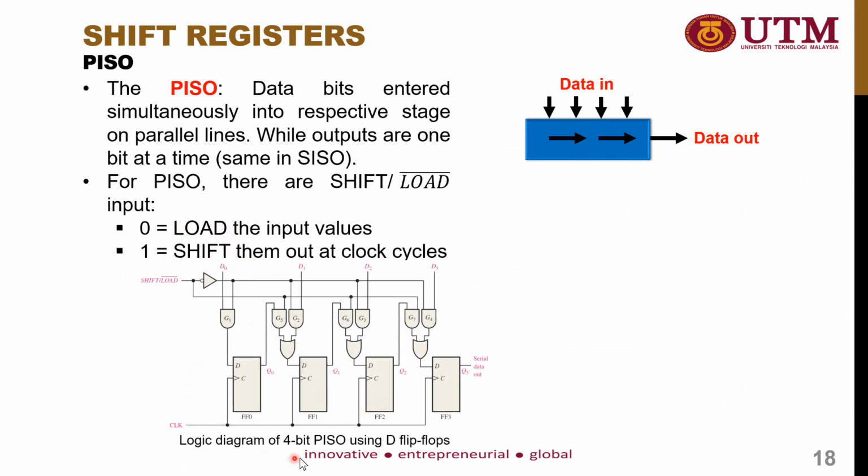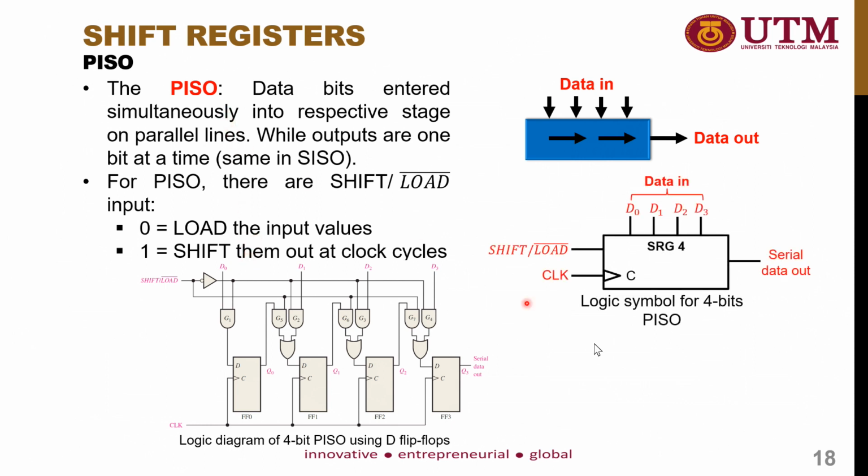This is the logic diagram of a 4-bit PISO using D flip-flops. For PISO, we have extra logic gates here, which are used to enable the shift/load function. All of these logic gates are used to design the different modes of PISO: either load the data or shift the data. For the PISO, we have a total of 4 data inputs, 1 shift or load bar input, and also 1 clock input. So we have a total of 6 different inputs and only 1 output. This is represented in the logic symbol of the 4-bit PISO.